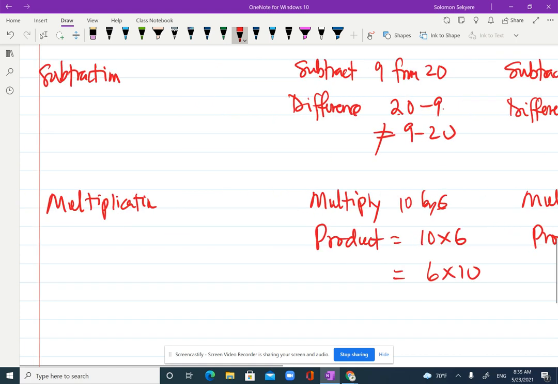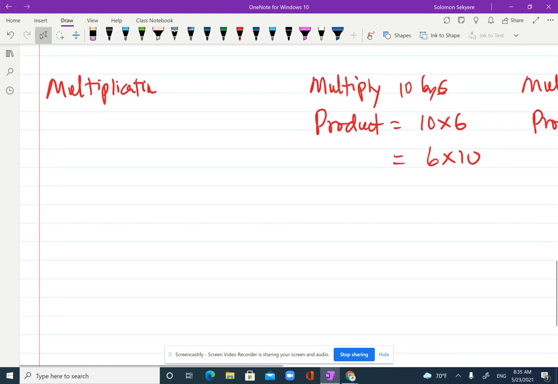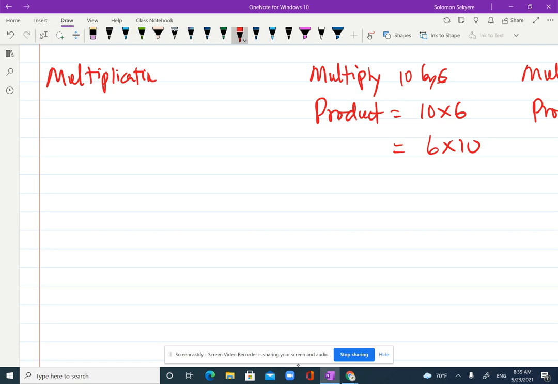It's the same thing. And then finally, division.